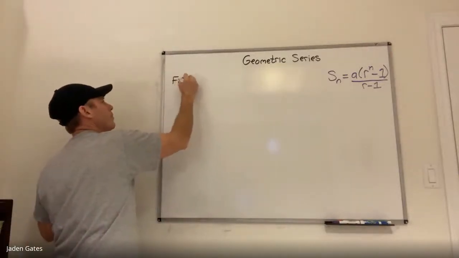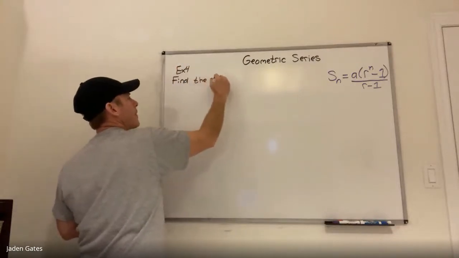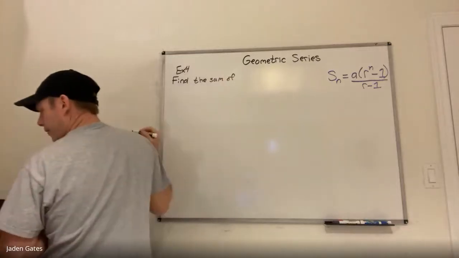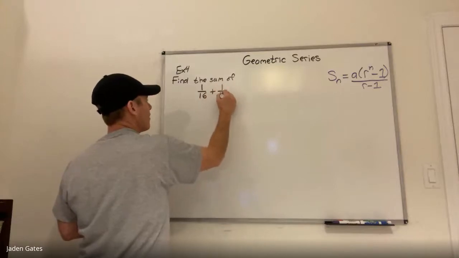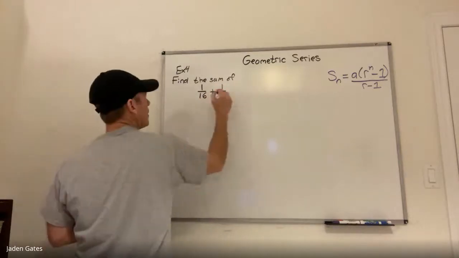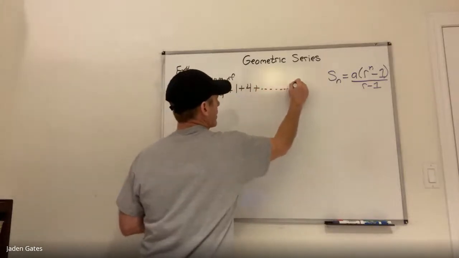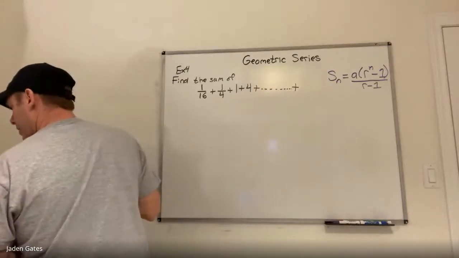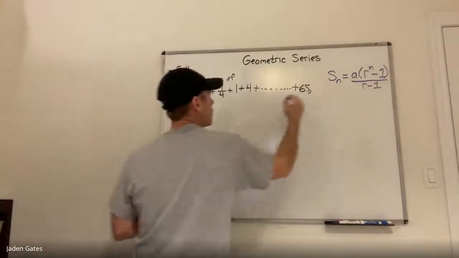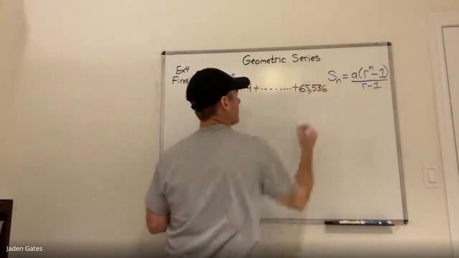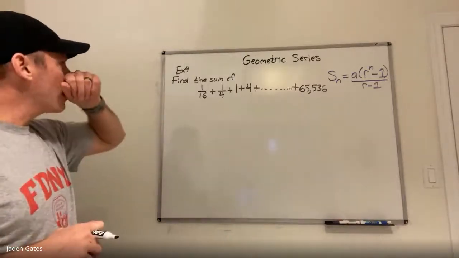This is example 4. Find the sum of, here's a sequence. We've got some fractions going on here. So I have 1/16 plus 1/4 plus 1 plus 4 plus and so on. And we know the last term, actually, which is 65,536. All right, so there is our series.